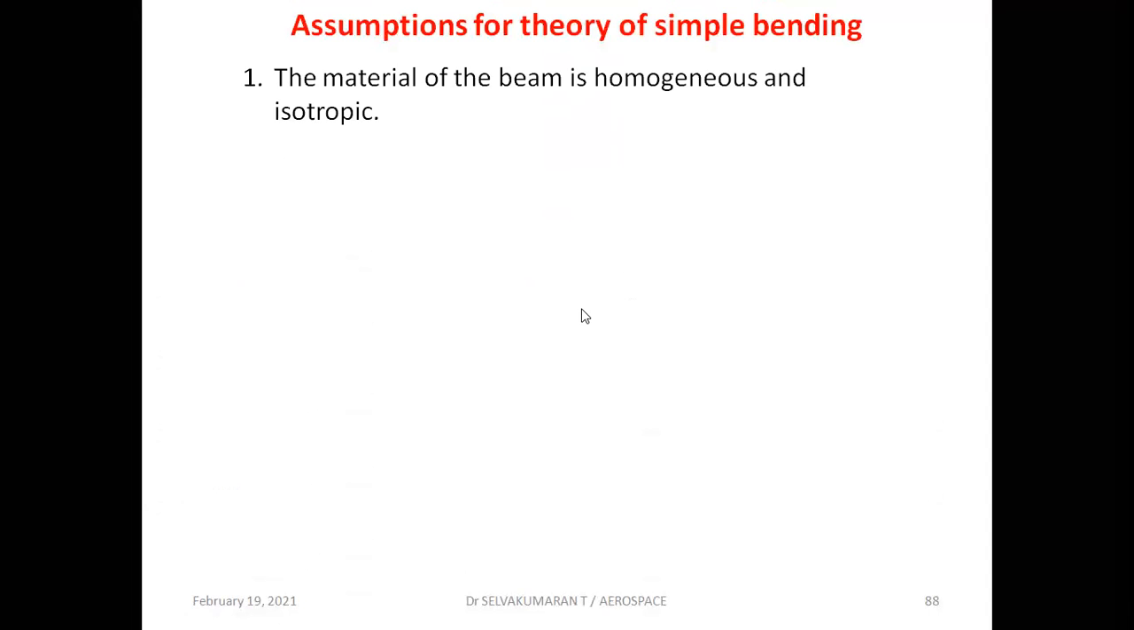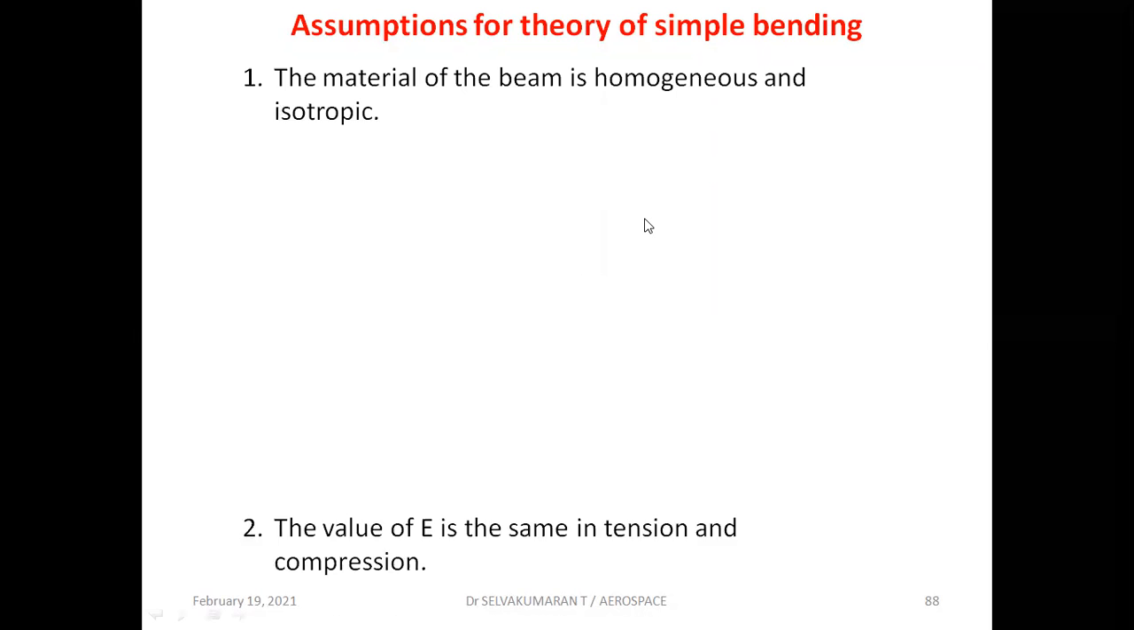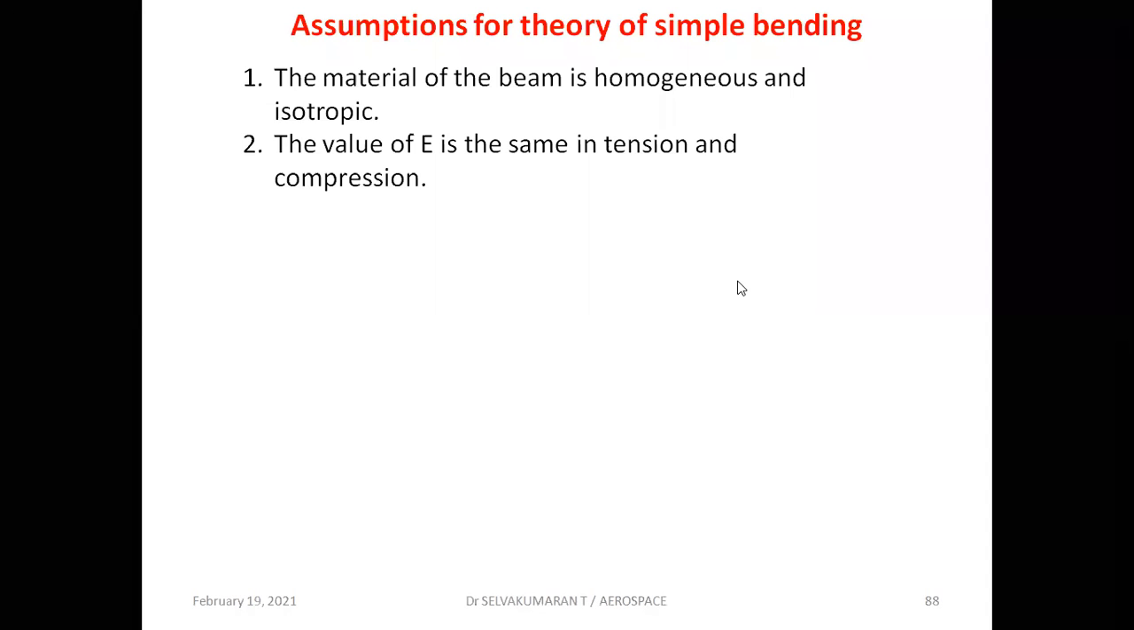The foremost and very important assumption in most structure related courses is that the material of the beam is homogeneous and isotropic. Homogeneous material is of the same kind throughout, and isotropic means elastic properties are equal in all the directions. The value of Young's modulus is the same in tension and compression.